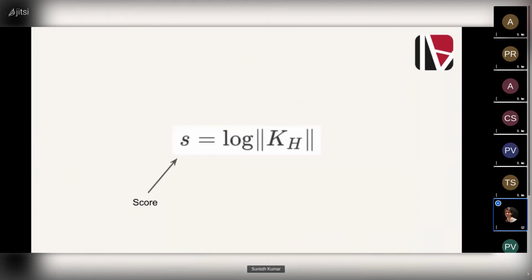Okay, and this is the main player here, the score S. The scoring metric is derived from the logarithm of the kernel norm at initialization. So we take a log norm of the kh matrix. And the authors show that this metric can be used to guide architecture search. So this is the gist of this paper. We calculate the score, and the score helps us guide the architecture search.